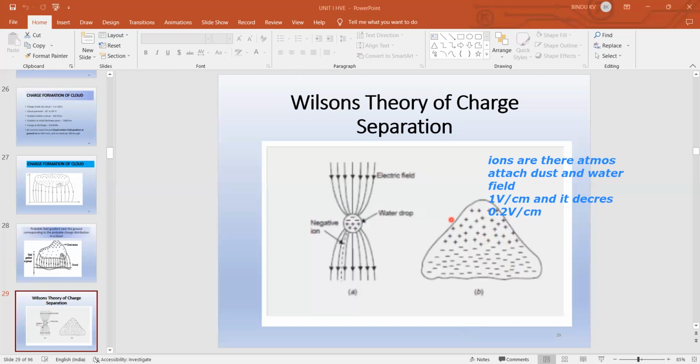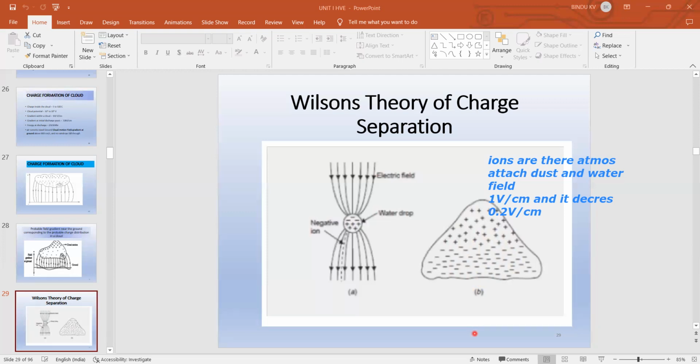Heavier droplets which are negatively charged settle at the base of the cloud. That is what the theory explains. When the cloud is forming, the negative charges of the raindrops accumulate in the lower base of the cloud, and at the top we have the positive charges. Here the charge has now been separated. Both positive and negative charges, which were mixed up producing an essentially neutral space charge, are now separated.